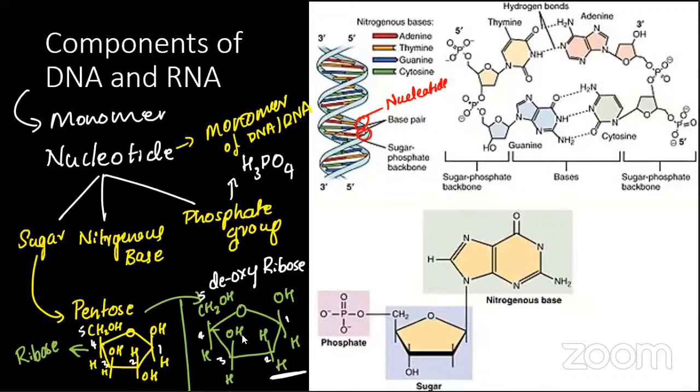Regarding ribose and deoxyribose sugar, the ribose sugar structure is like this. It's a pentose sugar, having OH and H everywhere. But what happens at the second carbon atom? One oxygen is getting removed. So when this particular oxygen is removed, it lacks one oxygen. That's why we call it deoxy, one oxygen less kind of ribose. It's still a ribose sugar only, but the only difference is it lacks one oxygen atom. So that's why we call it deoxyribose.